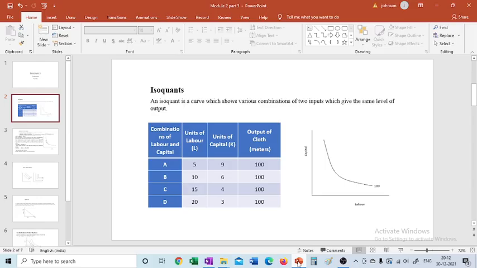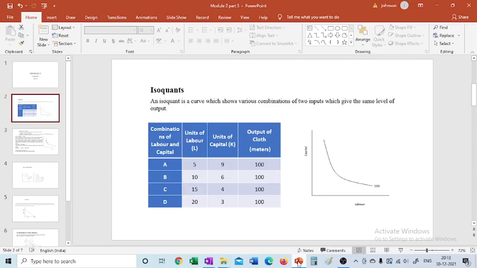For example, a table is given here. First we are taking a combination of 5 units of labor and 9 units of capital. Then 10 units of labor and 6 units of capital. 15 units of labor and 4 units of capital. Whatever the combination, we are getting 100 meters of cloth. One more thing we can understand from this table: when we increase the number of units of labor, we decrease the number of units of capital, so that we get the same level of output.